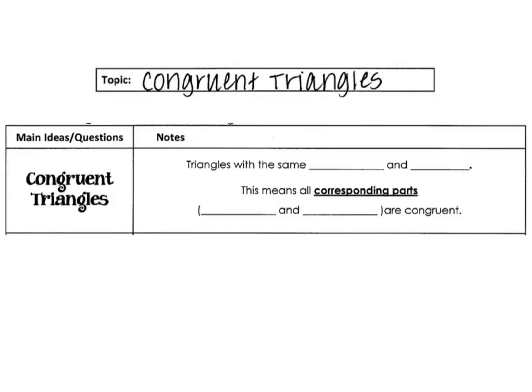Alright, so what is the formal definition of congruent triangles? Well, congruent triangles are triangles with the same shape and size. This means that all of their corresponding parts, which includes angles and sides, are congruent.